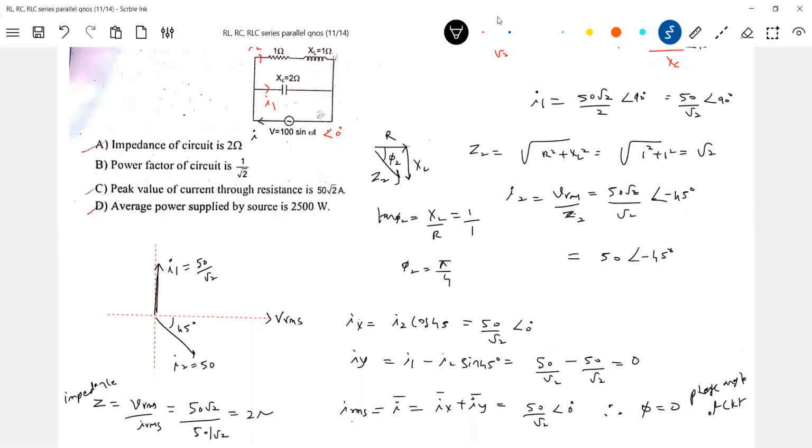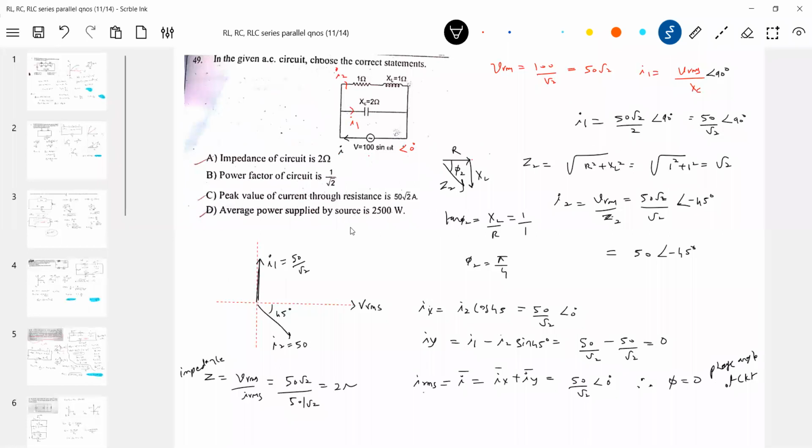Then the power factor of the circuit. Can you say anything about the power factor? Shall I say unity? Because the phase angle phi is 0. What should cos phi be? Cos phi will be equal to 1. So what is the power factor of the circuit? Not 1 by root 2. In fact, it is equal to unity. Power factor is equal to cos phi, cos 0 equal to 1.